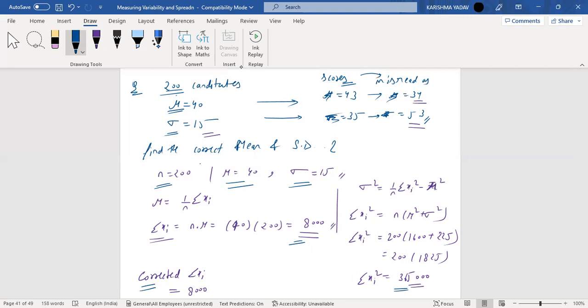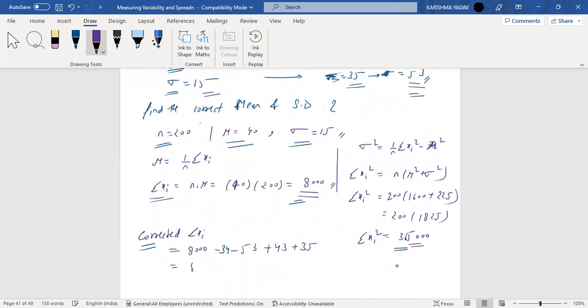For corrected sigma xi, we are going to subtract the values that are being misread and add the values that are correct. So this is my total sigma xi. We are going to do minus 34, minus 53, and add the corrected values, plus 43, plus 35. I'm sorry about the confusion. That is equal to 8000 minus, this is 87 minus 87, and this is, I think, 78. So we got minus 9. So 8000 minus 9 is 7991.